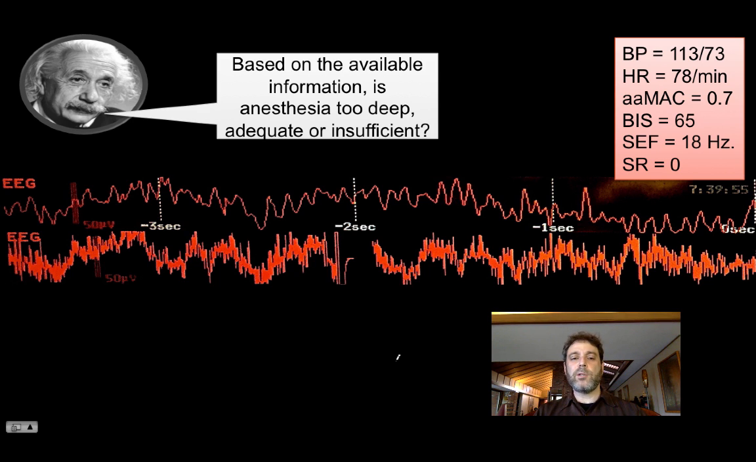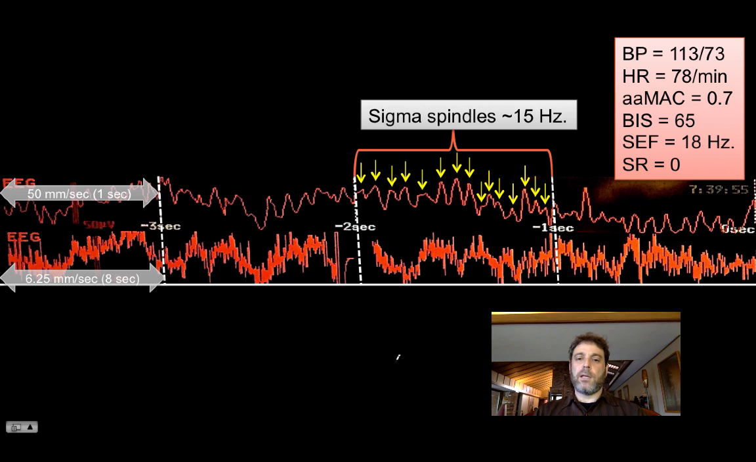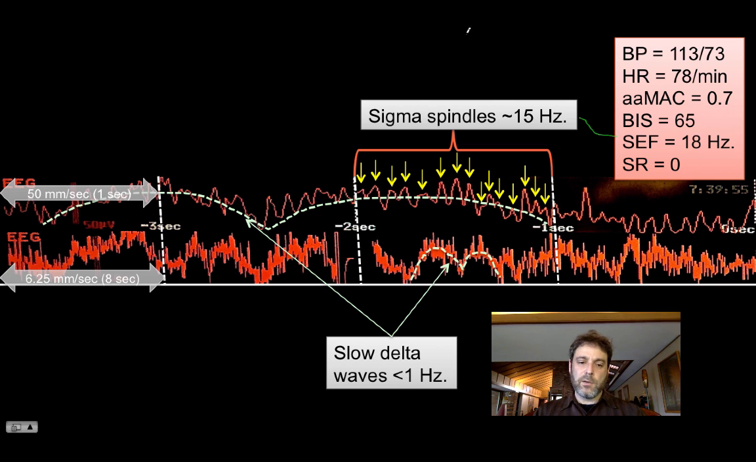Based on this information, would you say anesthesia is too deep, adequate, or insufficient? There are our spindles, and they are at 15 Hertz, so we have sigma spindles, consistent with our spectral edge frequency of 18 Hertz. We have these nice slow delta waves. You can see that we're cross-frequency, phase amplitude coupled between the spindles and the delta waves. They're less than 1 Hertz.